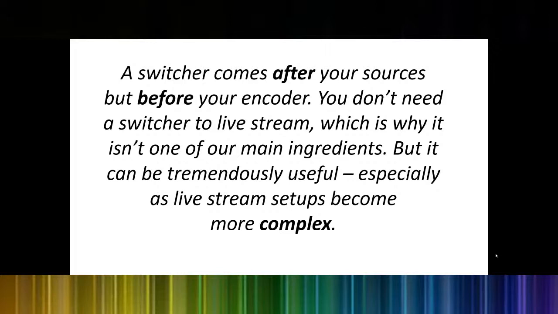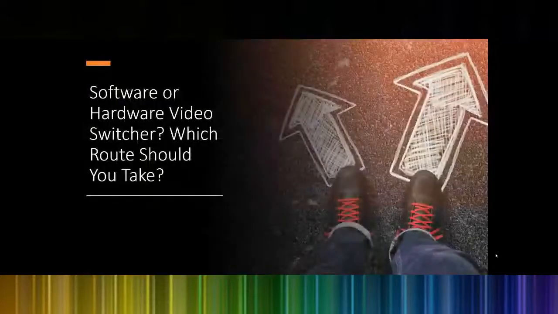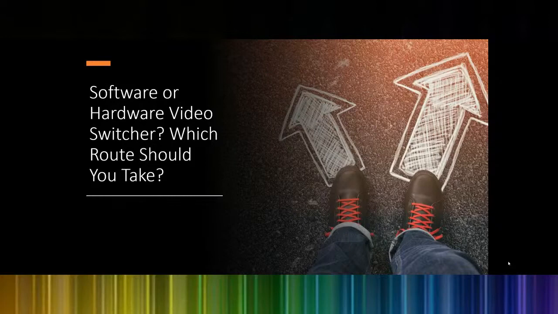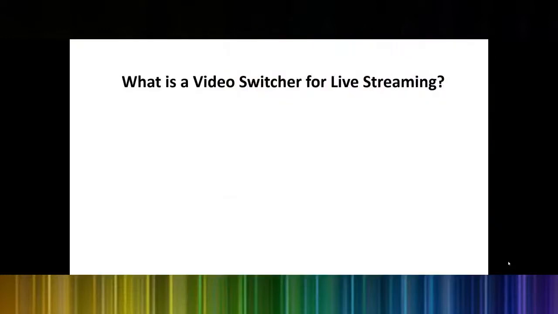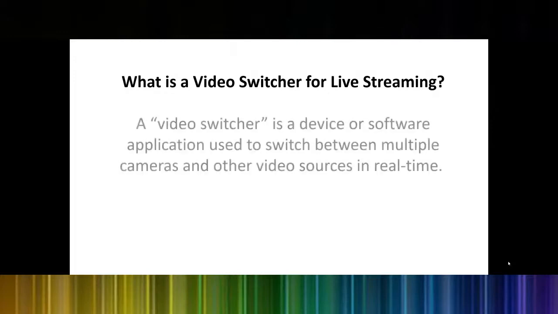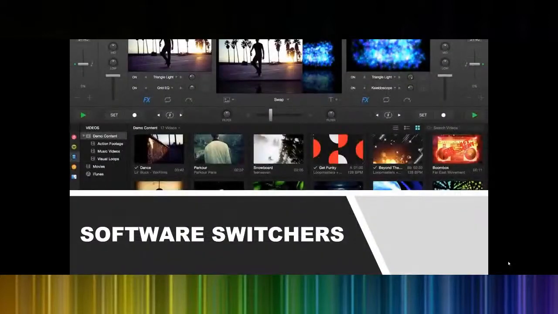But it can be tremendously useful, especially as live streaming becomes more complex, meaning more needs, like wanting to do multiple cameras and so forth. Software or hardware video switcher, which route should you take? That's what we're going to be talking about tonight. What is a video switcher for live streaming? I'm glad you asked. A video switcher is a device or software application used to switch between multiple cameras and other video sources in real time.